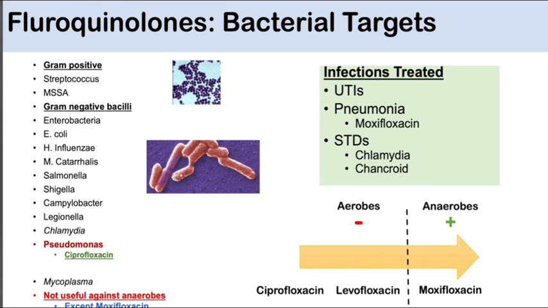For pneumonia, we generally use moxifloxacin. It can cover some other gram-positives. It may cover some Staphylococcus aureus, which would be the most common cause of a post-infectious pneumonia. So generally we would use moxifloxacin for pneumonia. We could also use fluoroquinolones to treat STDs, including chlamydia and chancroid, and also, as I mentioned before, pseudomonal infections, but we would use ciprofloxacin to treat a pseudomonal infection.